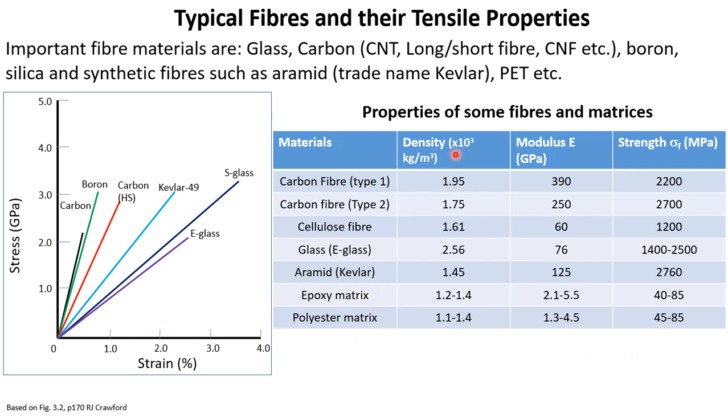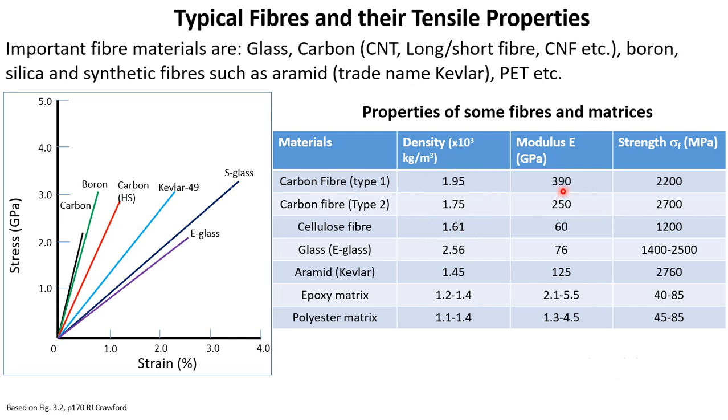We can see that density wise, glass fiber is the densest. So this has a density of 2.56 multiplied by 10 to the power 3 kg per meter cube. So glass fiber makes the heaviest composite, whereas other fibers are more or less very similar in values.